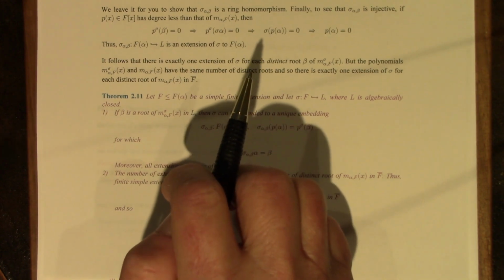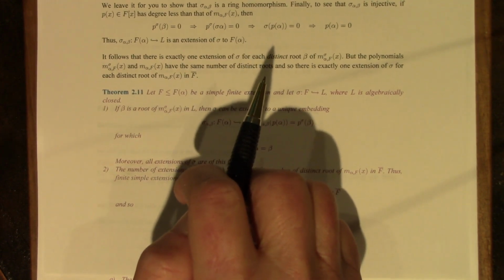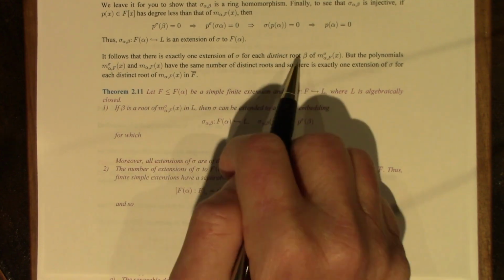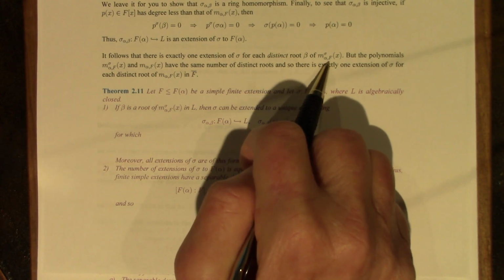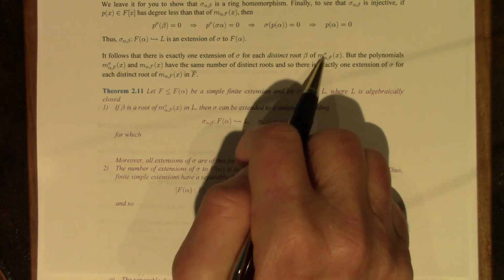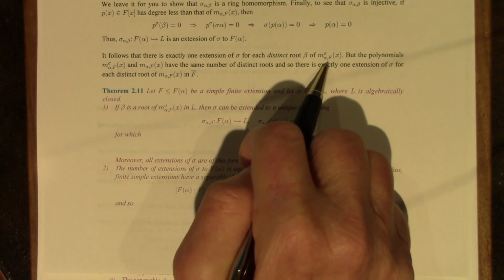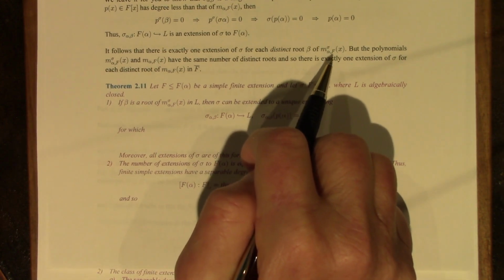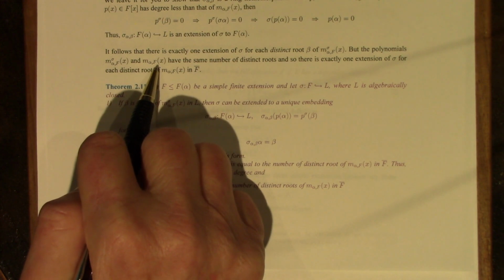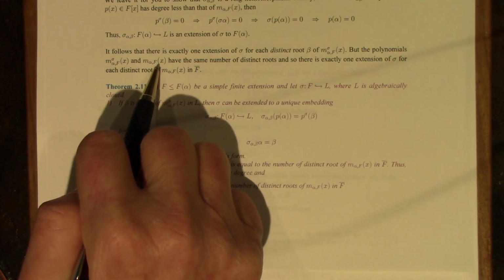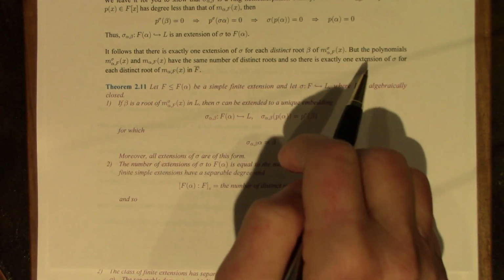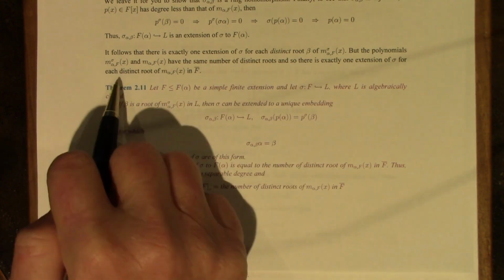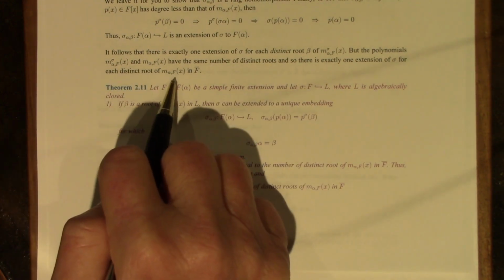It follows that there is exactly one extension of sigma for each distinct root of this polynomial. This is the image under sigma of the minimal polynomial of alpha. But this polynomial and the minimal polynomial of alpha have the same number of distinct roots, same multiplicity. So there's exactly one extension of sigma for each distinct root of its minimal polynomial.